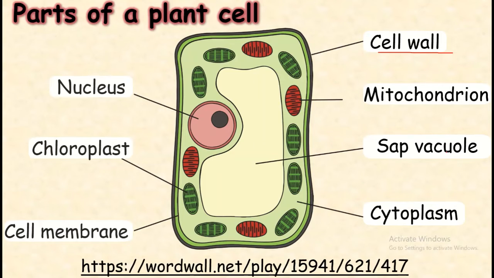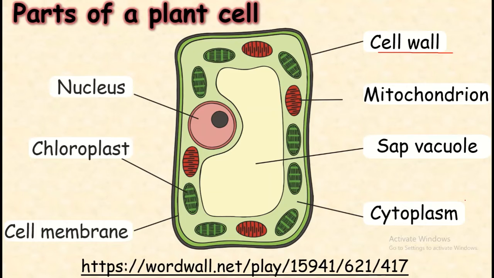Now the sap vacuole is a place in the plant cell where water is present. Now this water may be waste products, or this water may be the water which is spared from the chemical reactions that take place inside the cell.